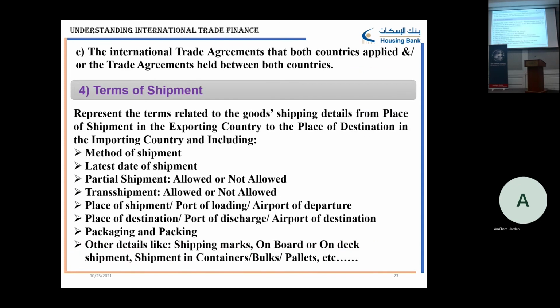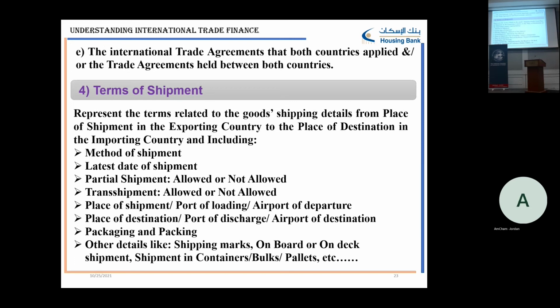Also, the international trade agreements that both countries apply, and/or the trade agreements held between both countries, will let me order a specific document. For example, if the goods are imported from the European Union, then I have to ask for the Euro 1 certificate, because it will be used by the customs department to specify the customs fees I have to pay at the port of discharge.